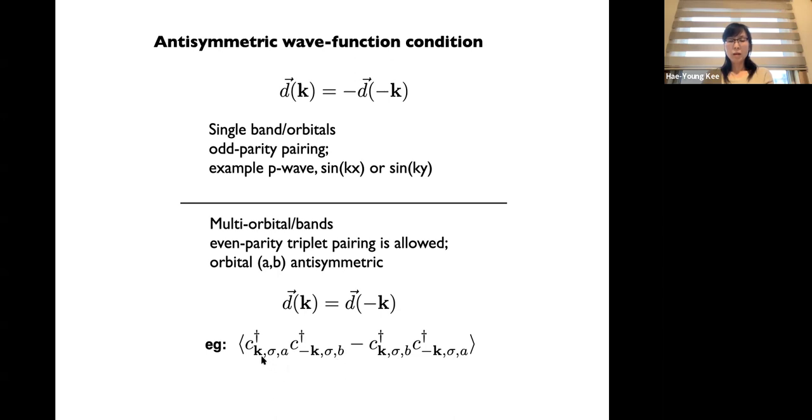On the other hand, momentum k and minus k is still symmetric. Sigma is sigma here, so there is no change in the spin. So it is symmetric under spin and momentum, but antisymmetric under the orbital. Often this is called orbital singlet, spin triplet, or some people just call it inter-orbital. And d_k contains k and minus k, so this is even parity spin triplet.